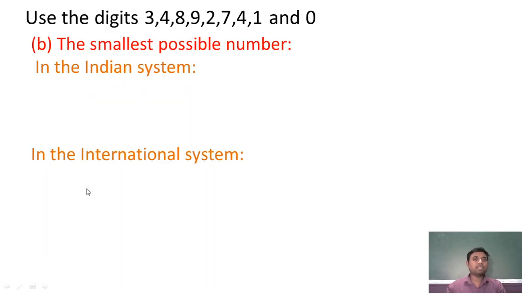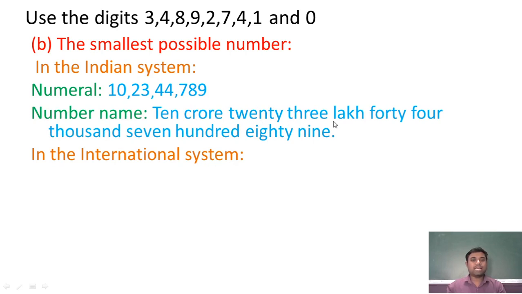And what will be the smallest possible number in the Indian system? First write the smallest digit 0, but we don't take 0 first. First 1, then 0, then 2, 3, 4, 7, 8, 9. Before writing the number name, first give the commas, first for this 3, then for this 2, then for this 2. So the number name is 10 crore 23 lakh 44,789. Is it clear?